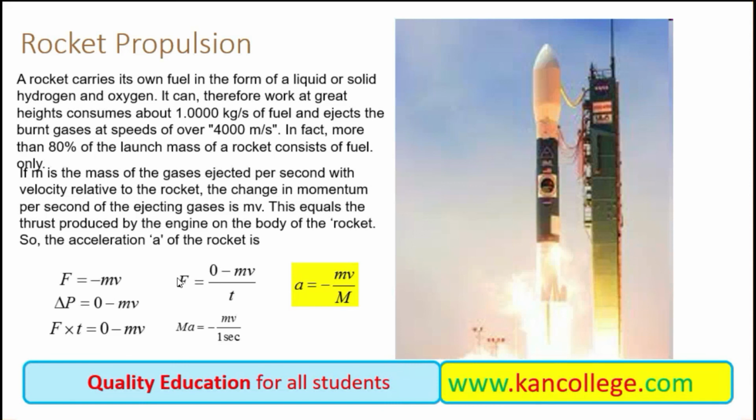So force can be taken as, and as we are analyzing the change in momentum per second, force is equal to mv per second. And we know that F is equal to ma. So acceleration is equal to minus mv over capital M.